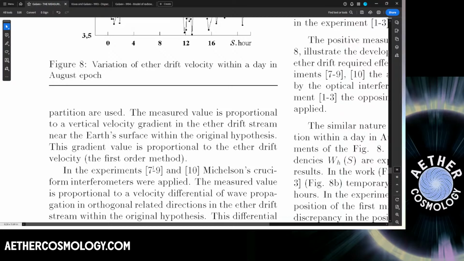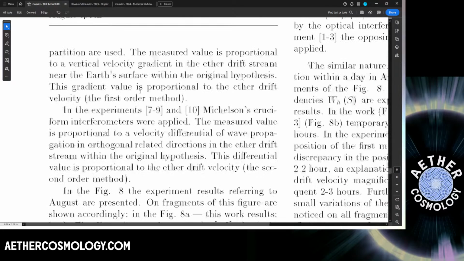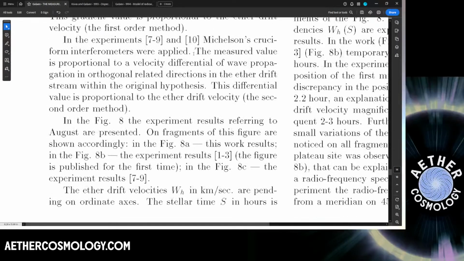In the experiments of 7 through 9 and 10, Michelson's cruciform interferometers were applied. The measured value is proportional to a velocity differential of wave propagation in orthogonal related directions in the ether drift stream within the original hypothesis. This differential value is proportional to the ether drift velocity, the second order method.